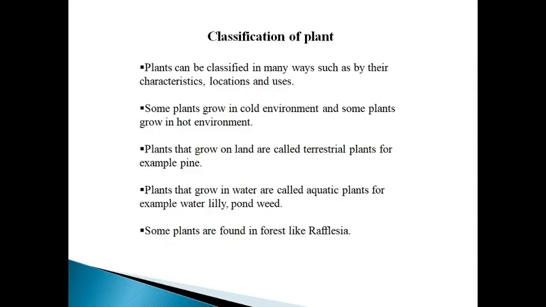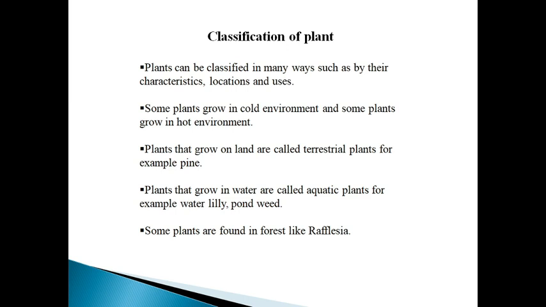Now I am going to tell you about the classification of plants. Plants are of different types. They have different characteristics, depending upon the environment, location, and their uses. Some plants grow in cold environments or cold regions. They have different characteristics, like needle-like leaves.